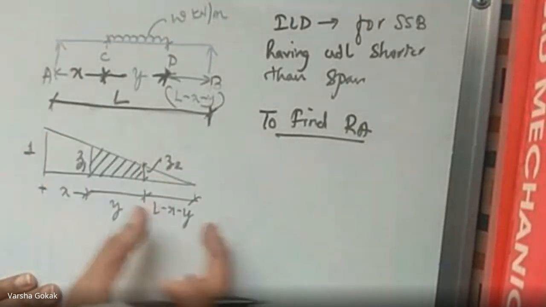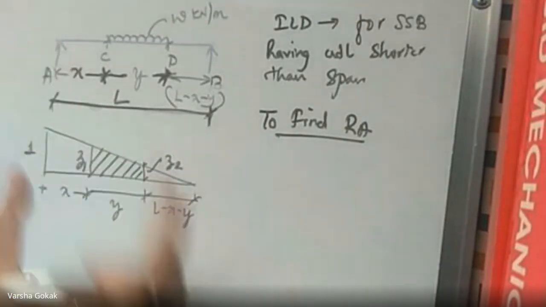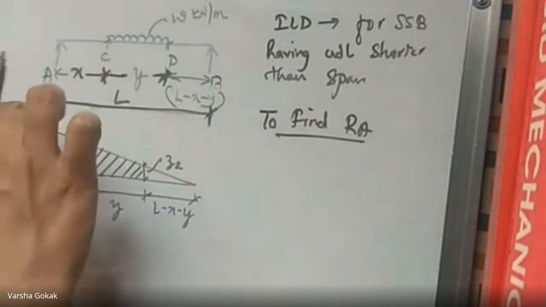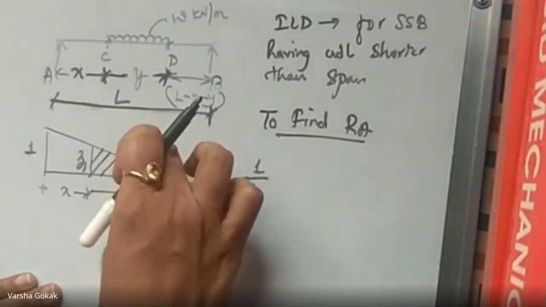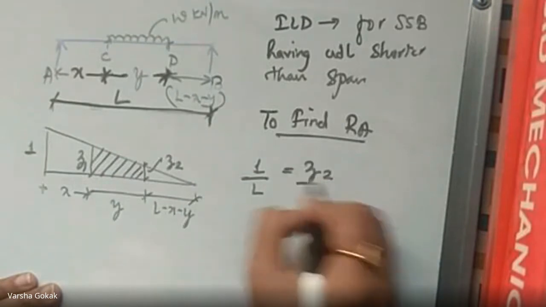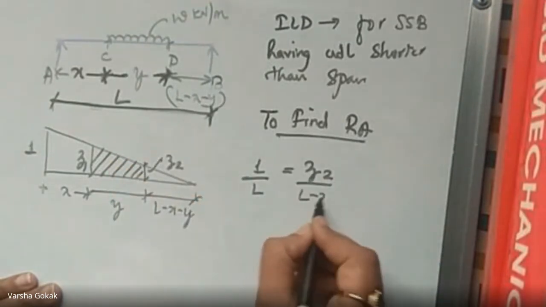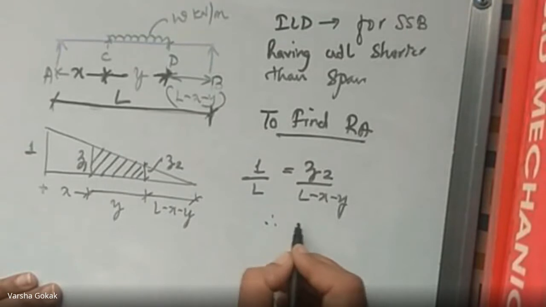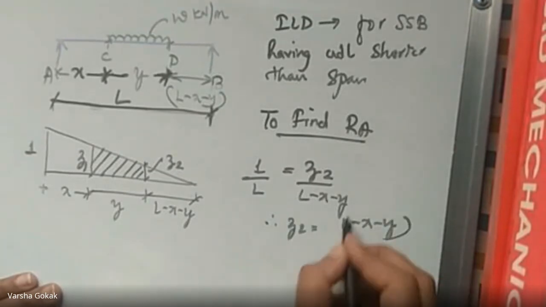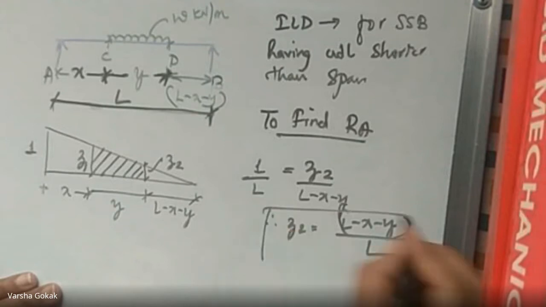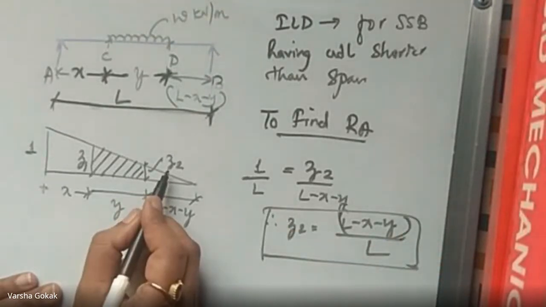Okay, Z2 divided by this will be equal to 1 divided by L, right? So 1 divided by L will be equal to Z2 divided by L minus X minus Y. Therefore, what is Z2 then? Z2 becomes L minus X minus Y divided by L. So this is the value of Z2, right?